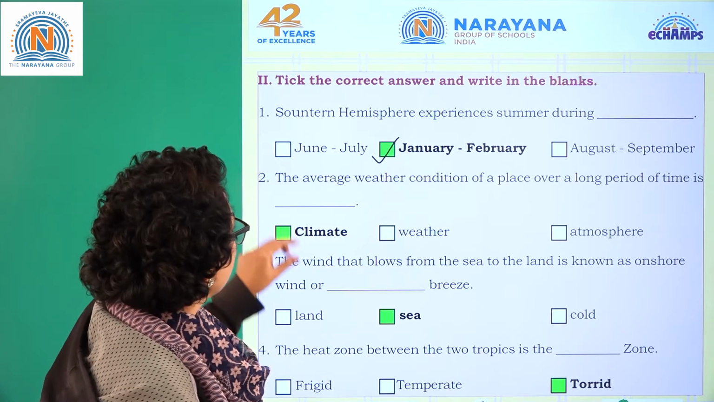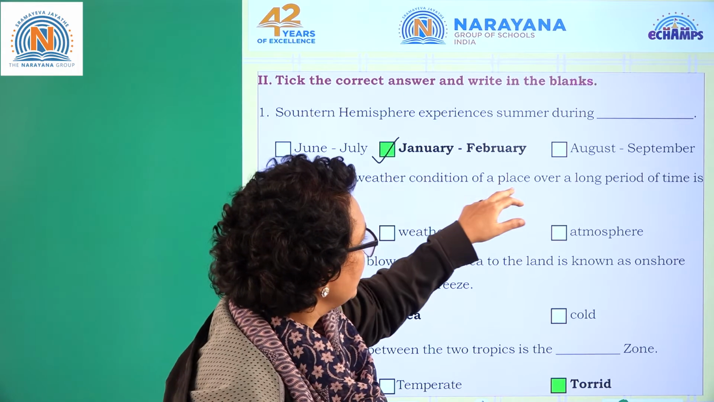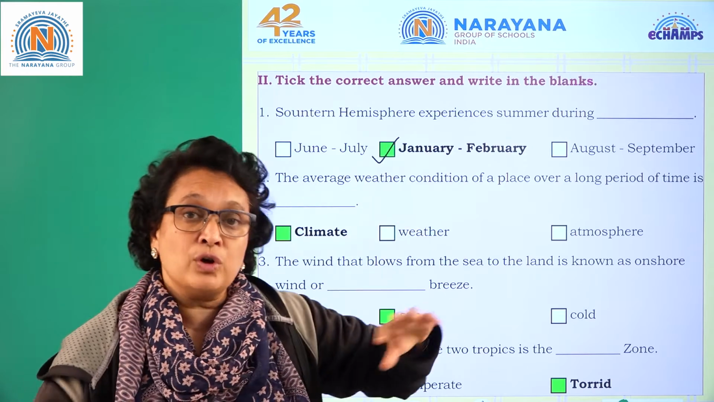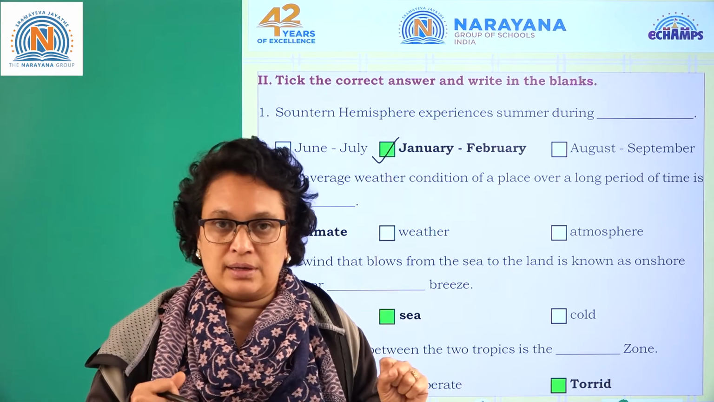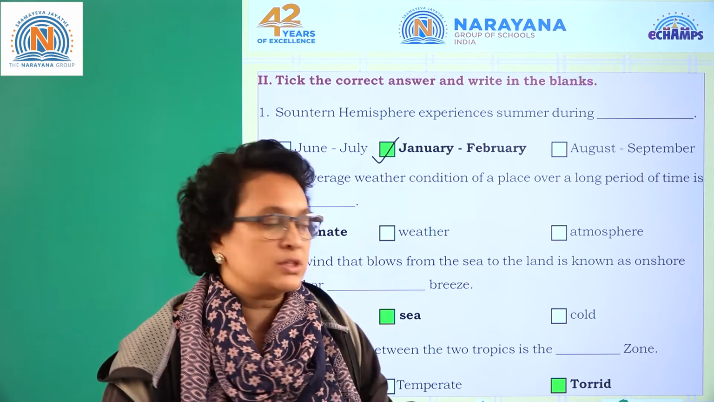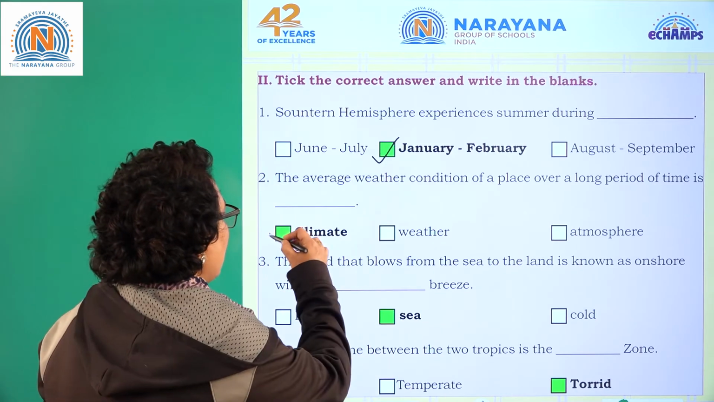Is it clear? The average weather condition of a place over a long period of time is nothing but climate. Climate is a pretty long duration. It takes 25 to 30 years to change. So climate is the answer.